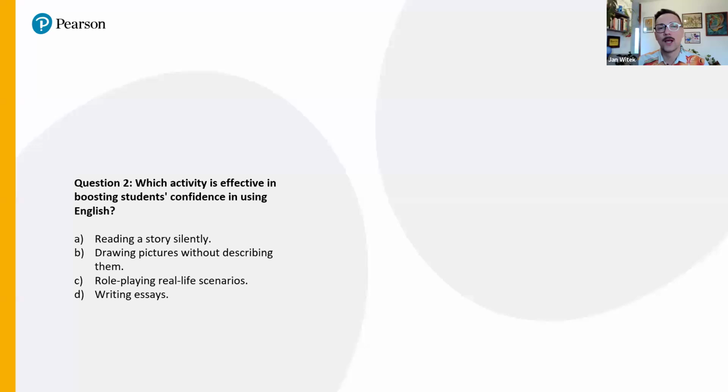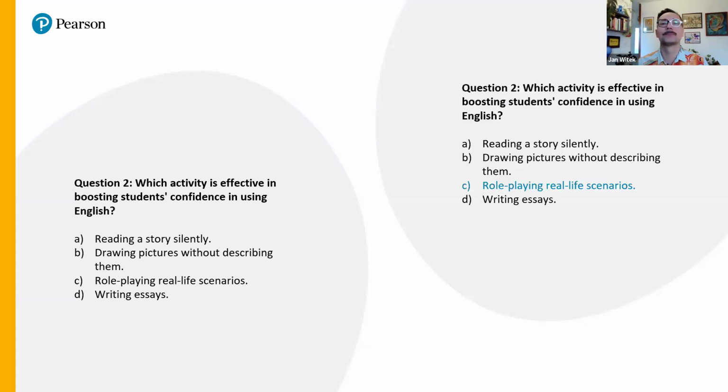Question number 2. Which activity is effective in boosting students' confidence in using English? Reading a story silently, drawing pictures without describing them, role-playing real-life scenarios, or writing essays. 5, 4, 3, 2, 1. And the answer is definitely C, role-playing real-life scenarios. I'm a fan of role-plays, so I know it improves students' confidence and language skills.